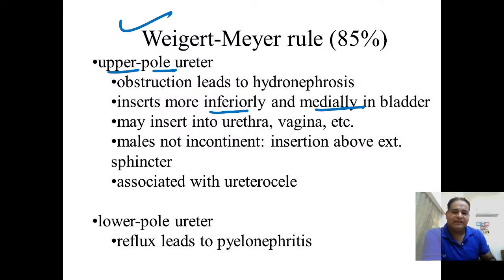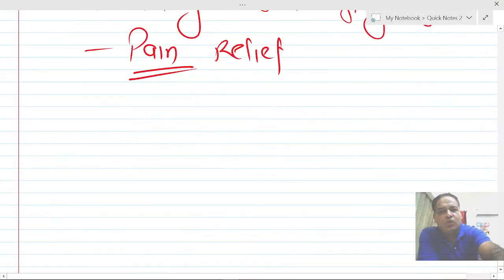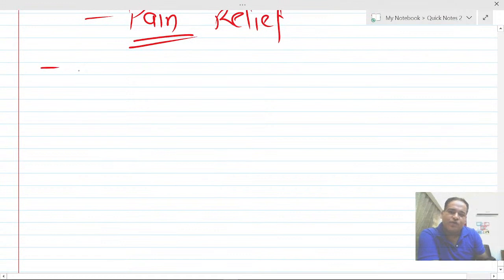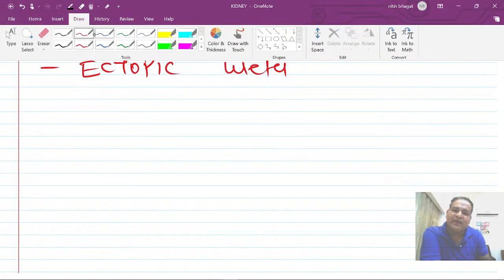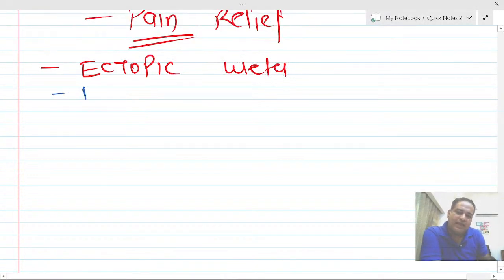Now, the next thing, the lower pole ureter. As I told you, the lower pole ureter will insert more superolaterally. That is the Bhagat-Meyer rule. Secondly, it may be associated with an ectopic ureter. This ectopic ureter will enter into the posterior urethra in males.